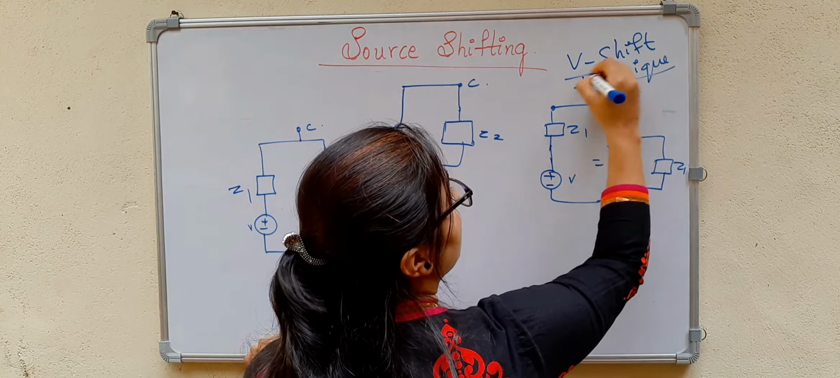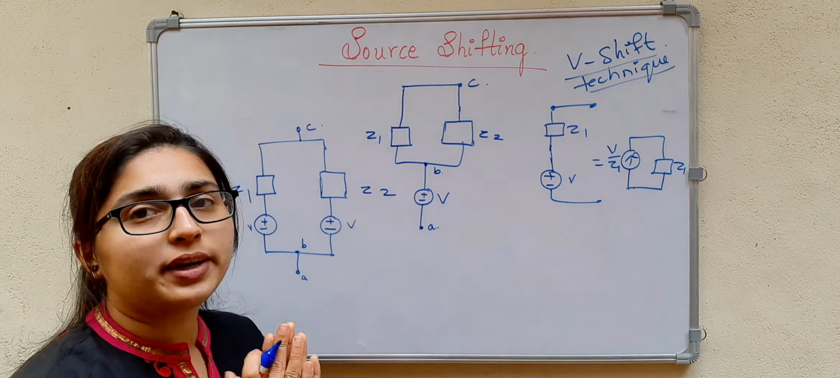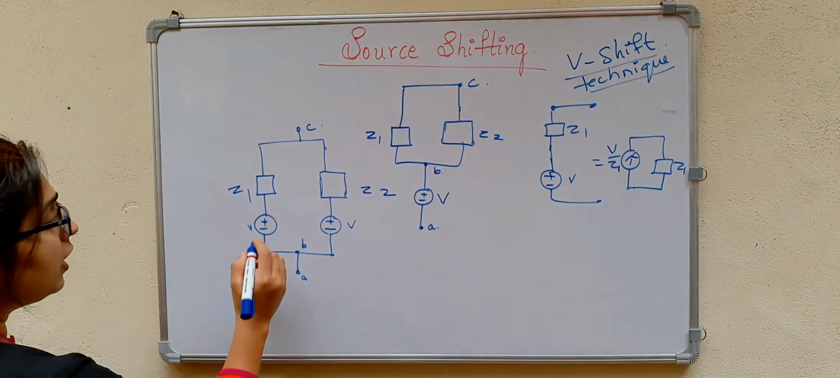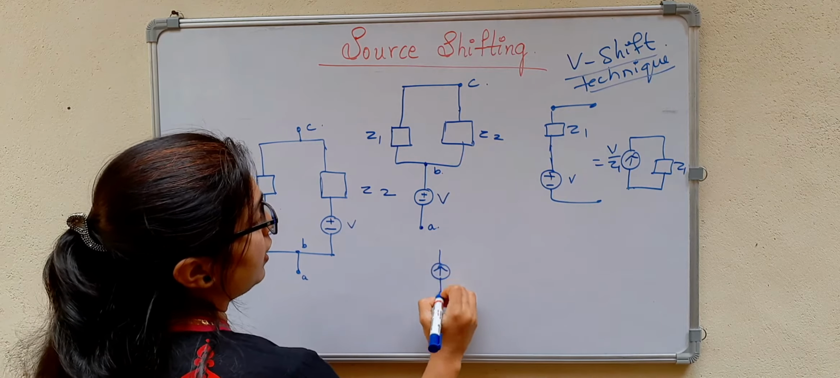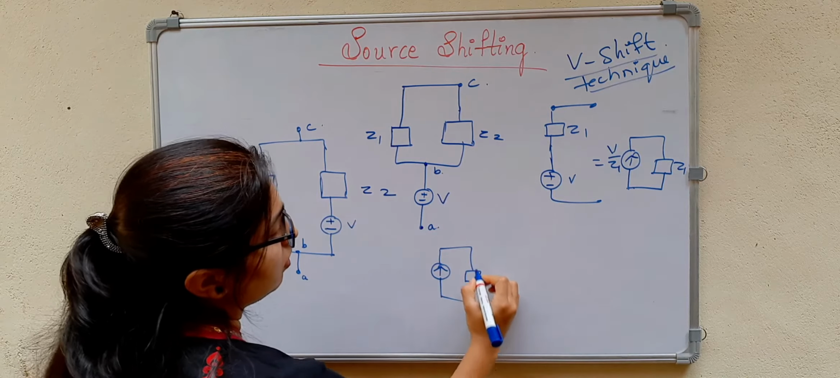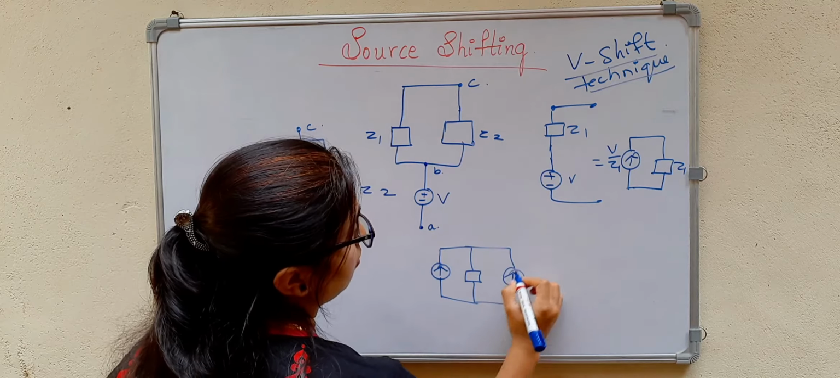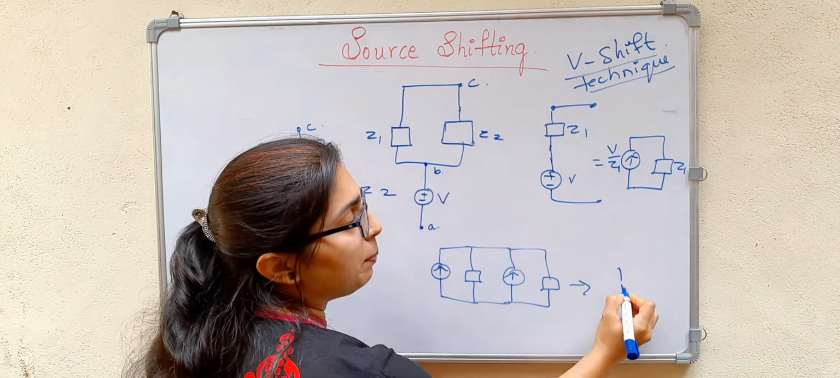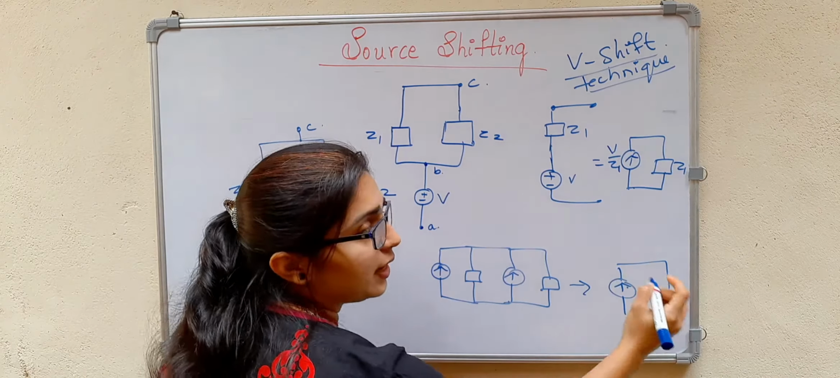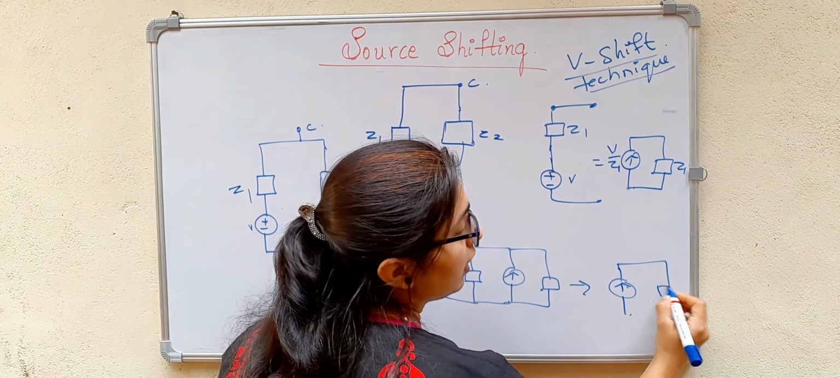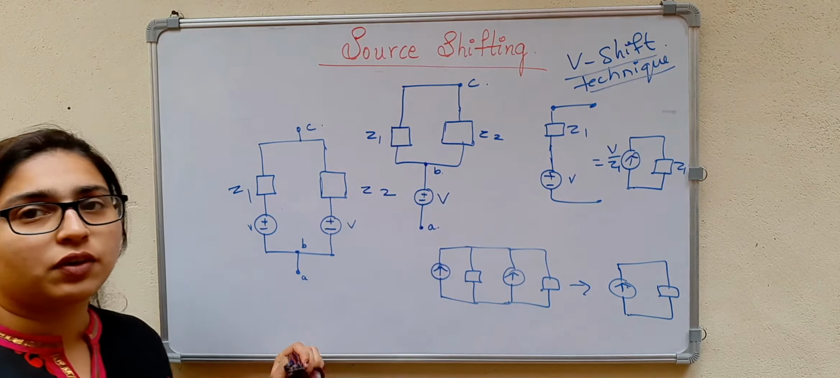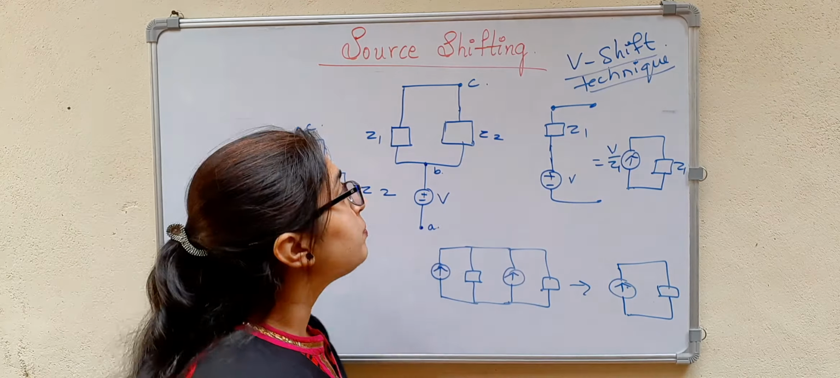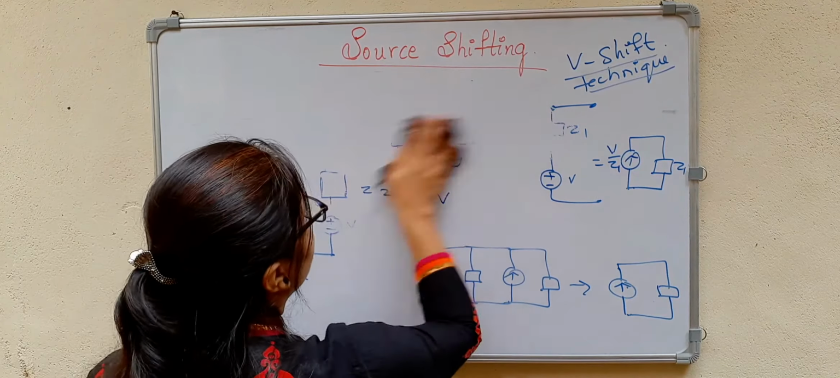And make sure that the currents in the branches are not disturbed while performing this shifting technique. Now this can be converted to a current source. And then we can replace this with an independent current source in parallel with the equivalent impedance. So now this can be converted to a current source. So we will take another example.